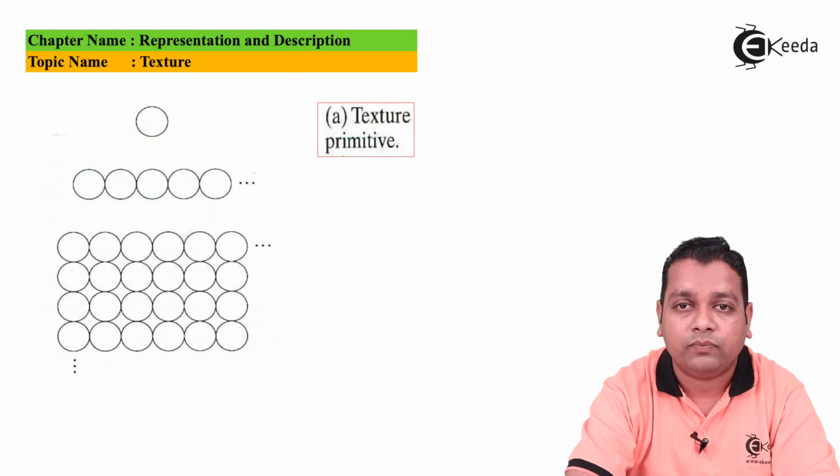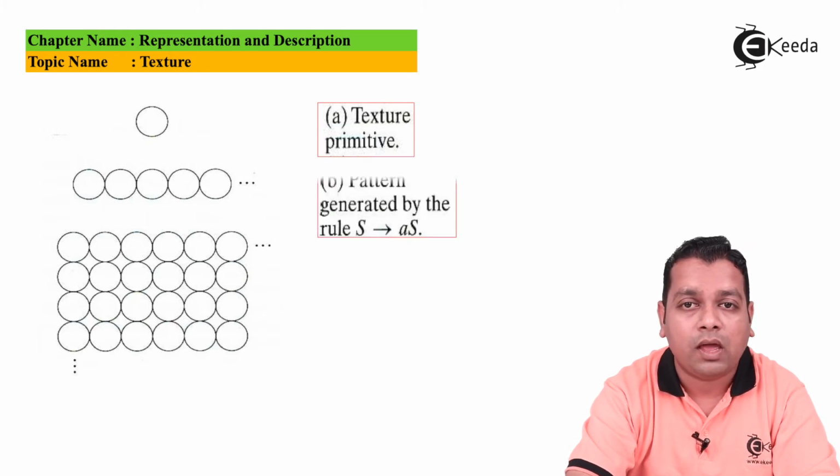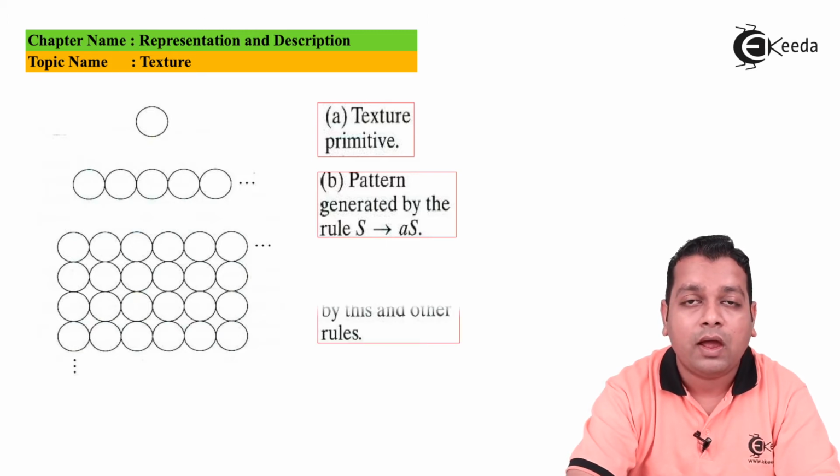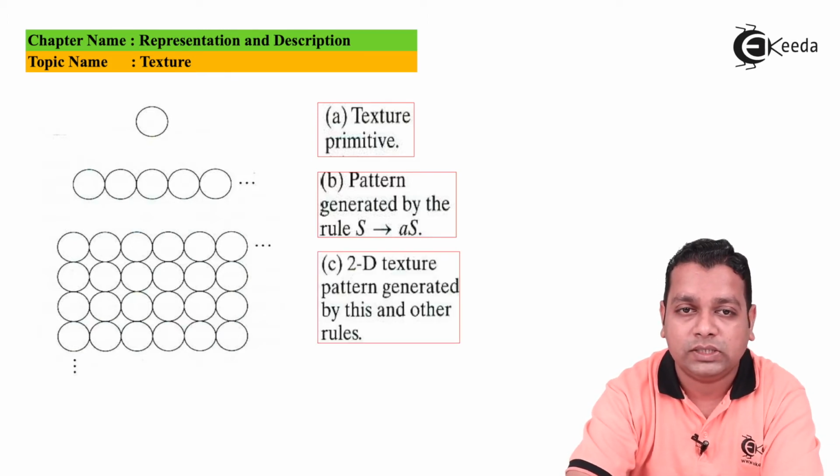Figure A shows us a single circle that is representing the texture primitive. Then figure B shows the pattern generated by the rule that we had at first, S tends to small a into capital S. And lastly, in figure C we see a two-dimensional texture pattern generated by the earlier representation and the other rules that we have shown.